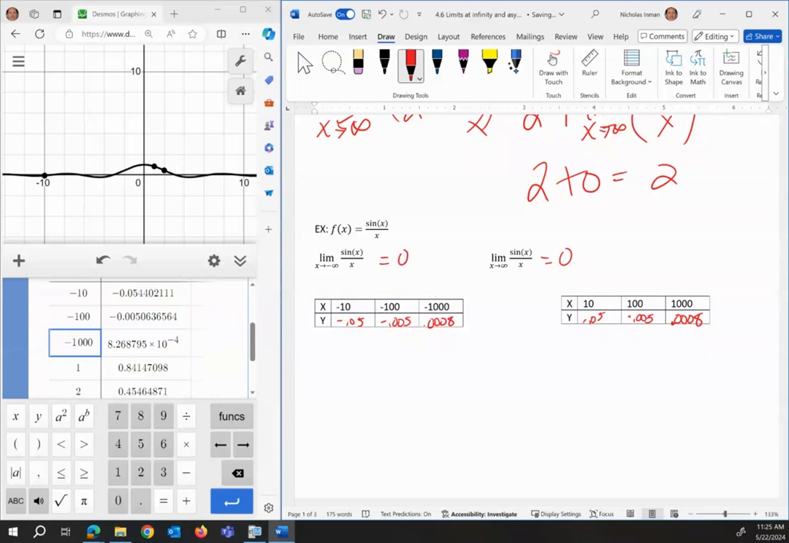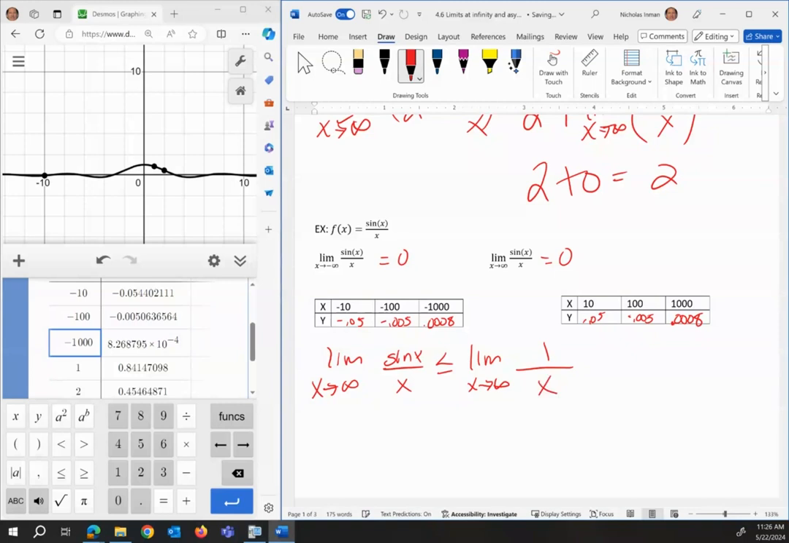Now let's talk about sine of x. These are both the same, so we're just going to look at the positive infinity part. The limit as you approach infinity of sine of x is always going to be less than or equal to 1. The highest value you can get for sine is 1. The biggest it can get is 1 and the smallest it can get is negative 1.